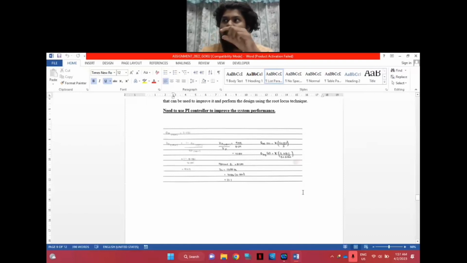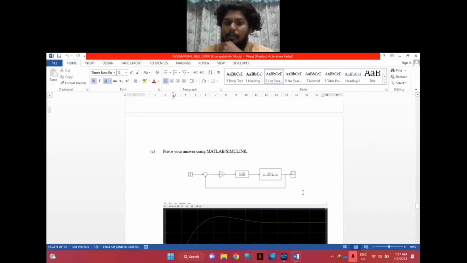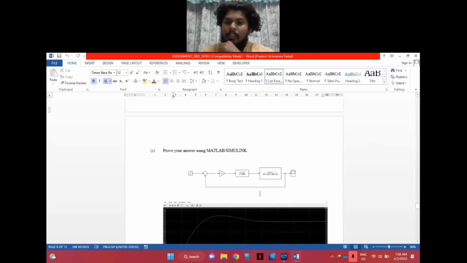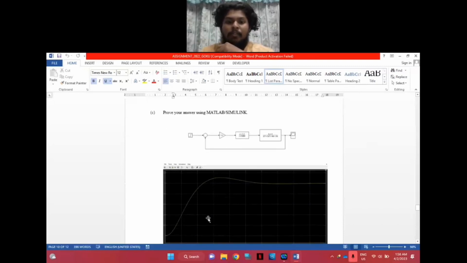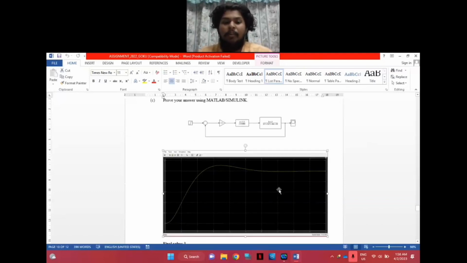The value of PI, we need to enter at the block here. We just modify the block like this, and once we modified, we can get the transfer response for this improvement after we add the PI controller.